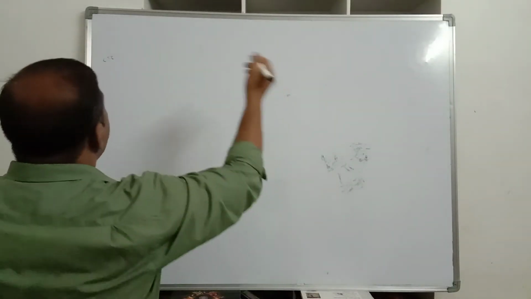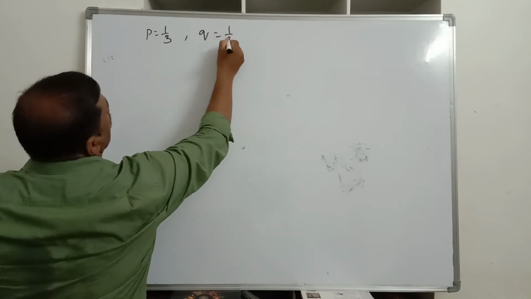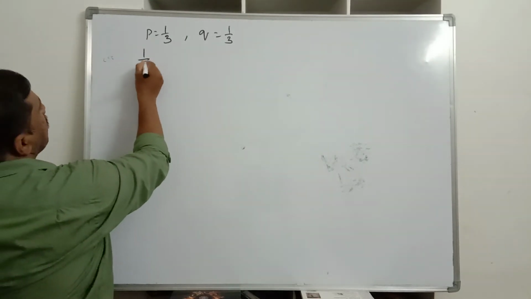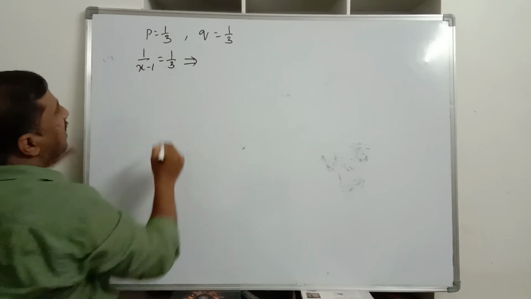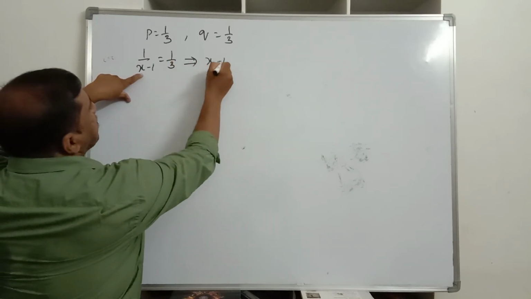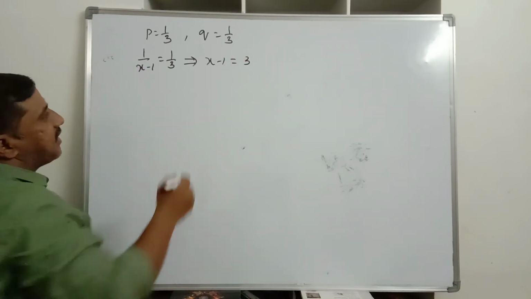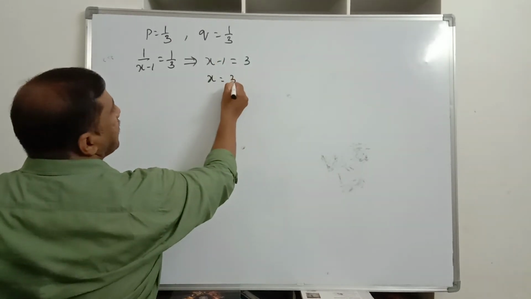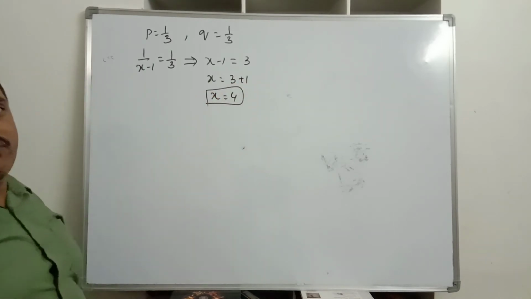Now what we got? P is equals to 1 by 3 and q is also equals to 1 by 3. But we have taken p as 1 by x minus 1. That is 1 by x minus 1 is equals to 1 by 3. By cross multiplying, x minus 1 into 1 is x minus 1, equals 1 into 3, which is 3. Now x is equals to, transpose minus 1 to the other side, it will become plus 1. That is 3 plus 1, which is equals to 4. Now x is equals to 4.